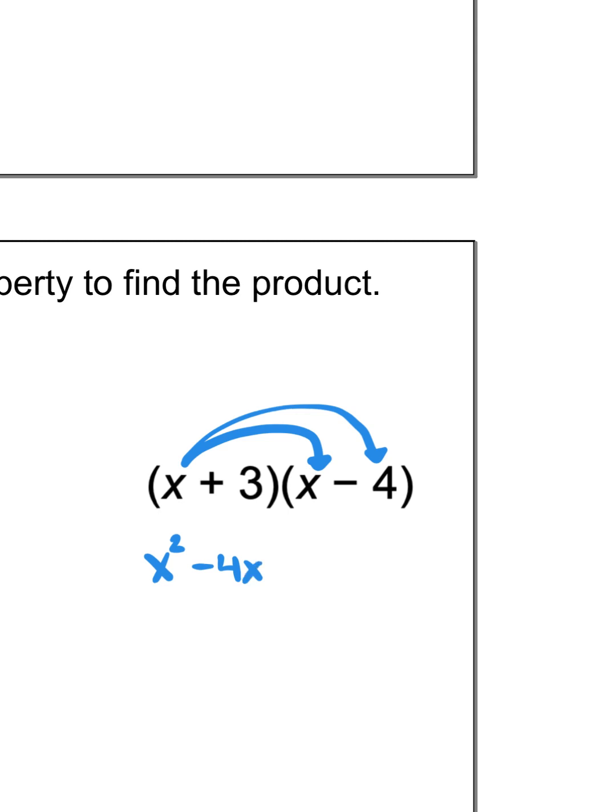Then I do the same thing with the 3. The 3 gets distributed as well. 3 times x is a positive 3x. And 3 times negative 4 is negative 12.